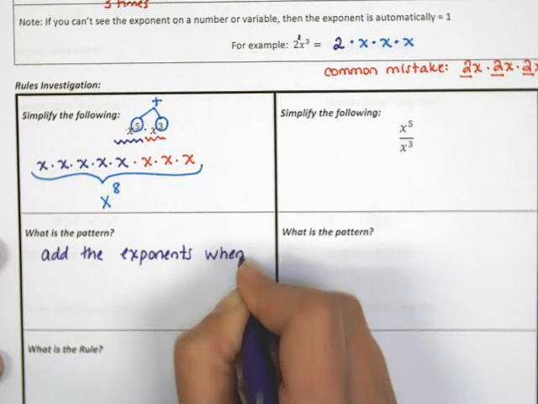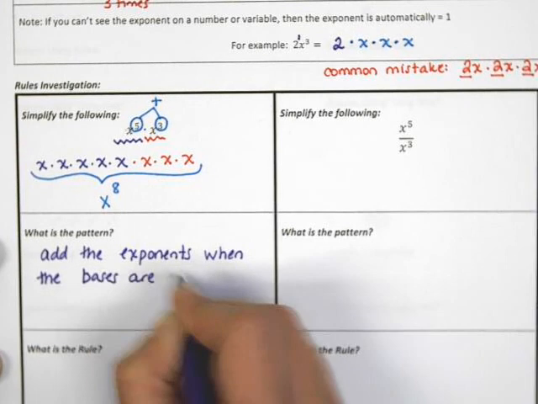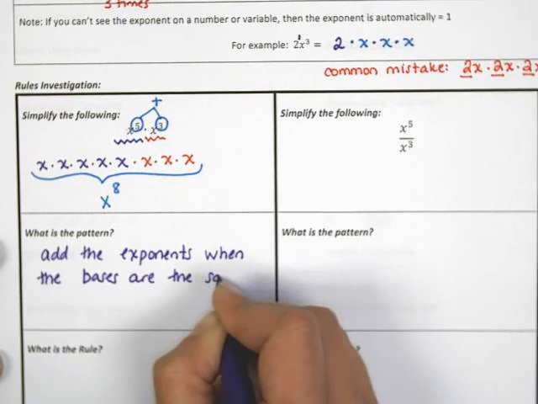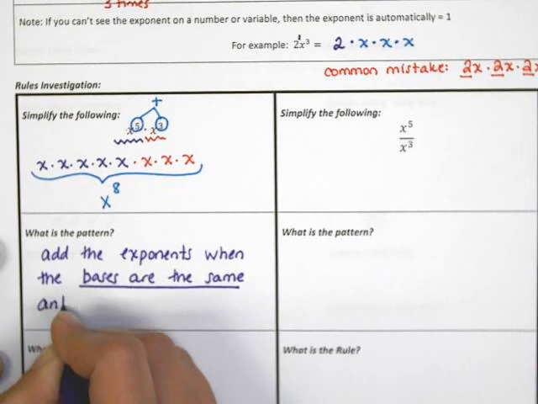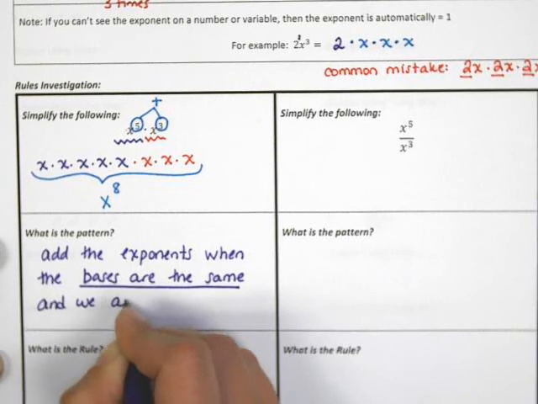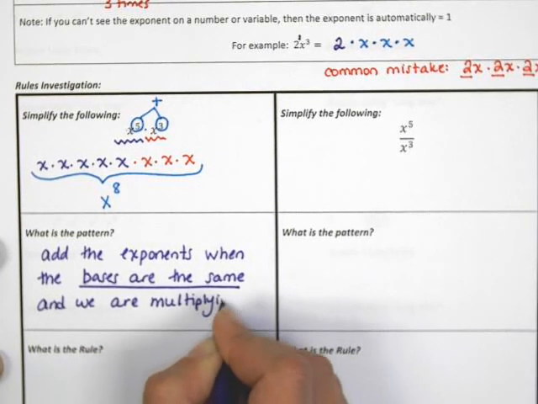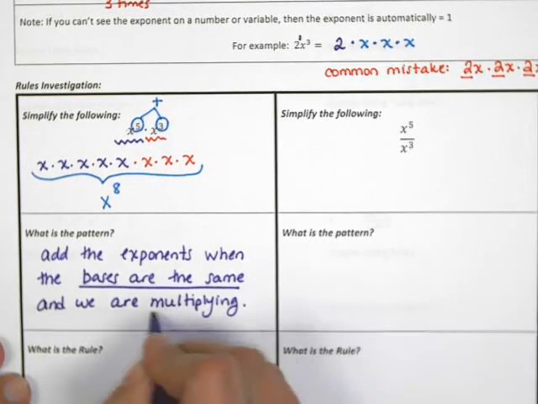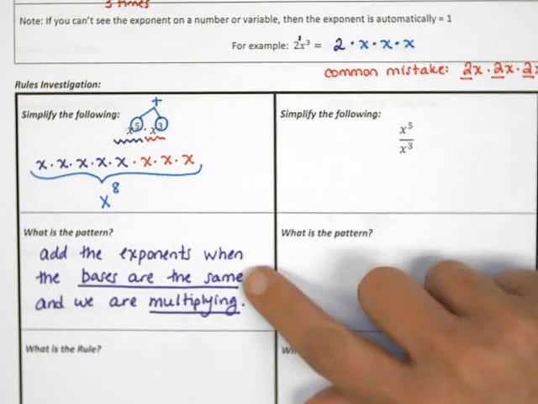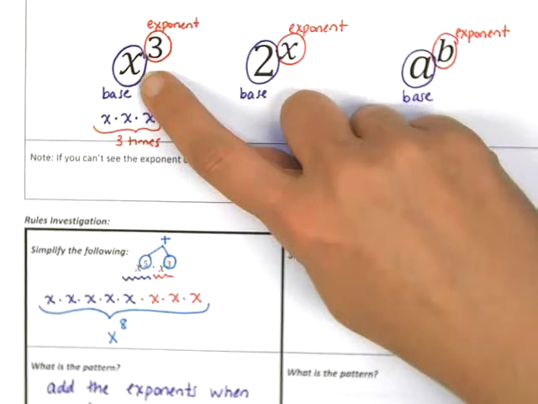when the bases are the same, and we are multiplying these problems together. So here's what I mean by the bases are the same, is that these both had a base, which is this thing right here, the bottom, of x.